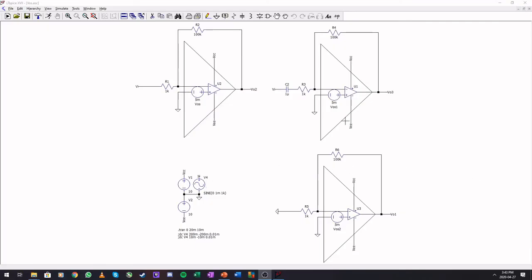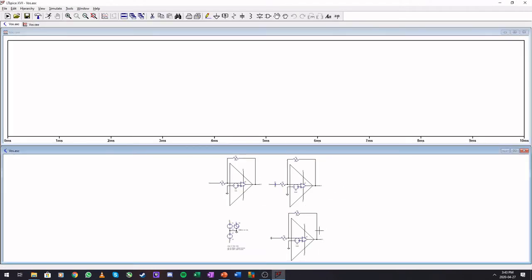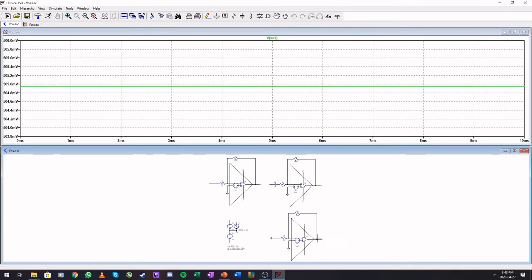I have set up this amplifier firstly with all the inputs grounded so that we can see the output offset. Then one with a sinusoidal input and one with the capacitor countering the DC offset here. If we run this simulation, I'm going to first look at this amplifier. If we run this and take the output, we would see that we have roughly 505 millivolts on the output here from this DC source right here.